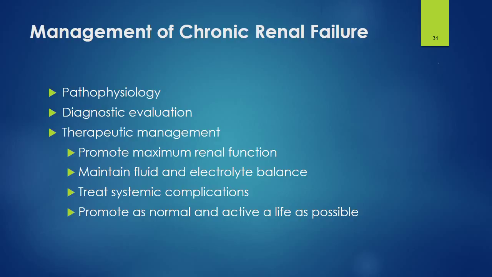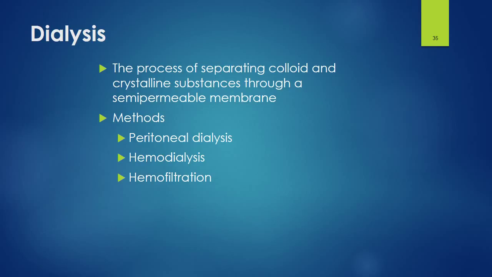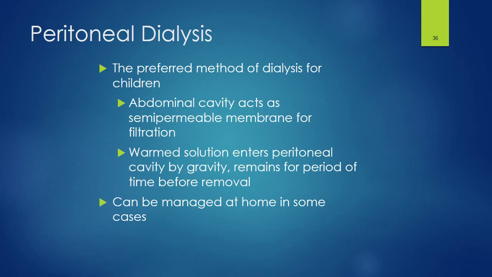If this condition develops into end-stage renal disease, dialysis and transplantation are needed. Dialysis is the process of separating colloid and crystalline substances through a semipermeable membrane. Examples and methods would be peritoneal dialysis, hemodialysis, and hemofiltration. Peritoneal dialysis is the preferred method of dialysis for children. The abdominal cavity acts as a semi-permeable membrane for filtration. Warm solution enters the peritoneal cavity by gravity and remains for a period of time before removal. This can be managed at home in some cases.